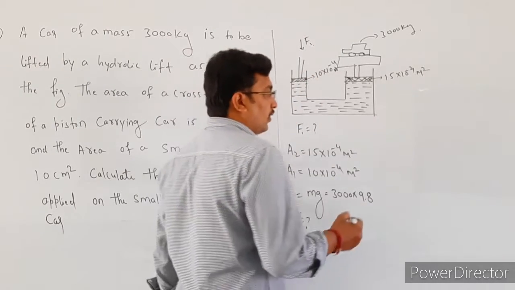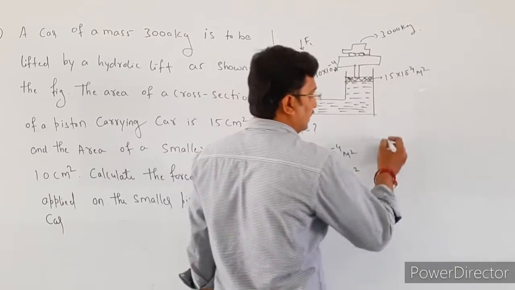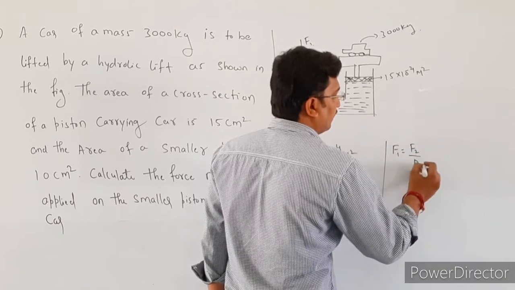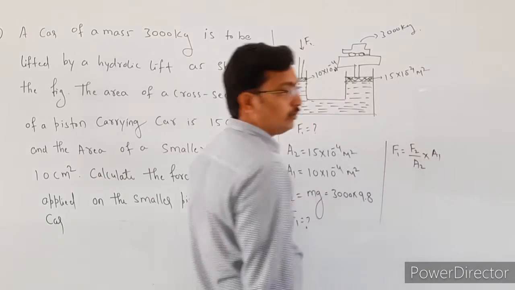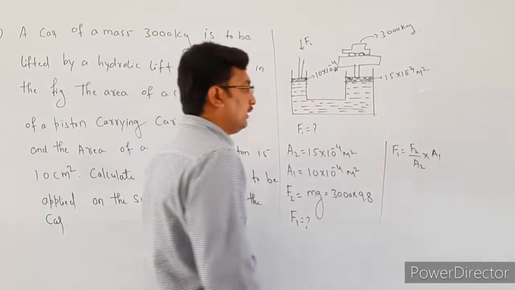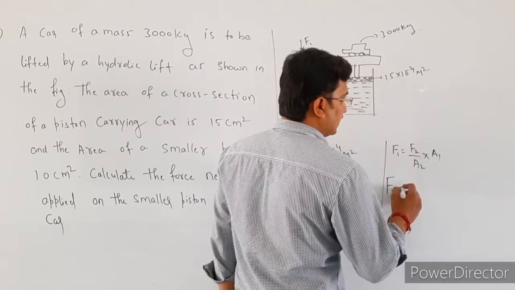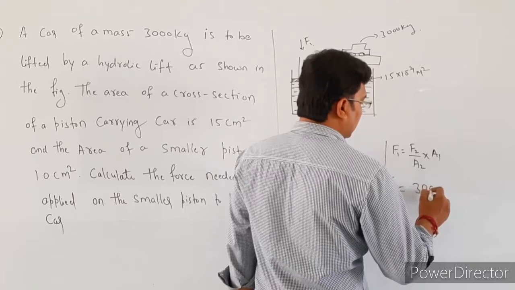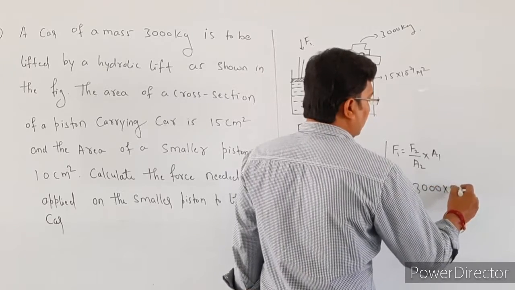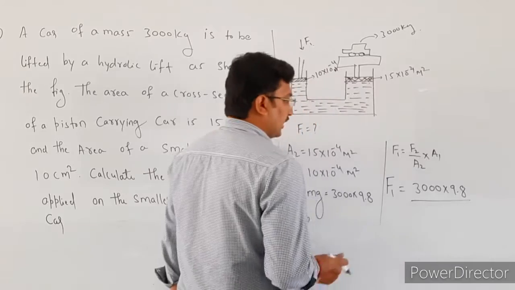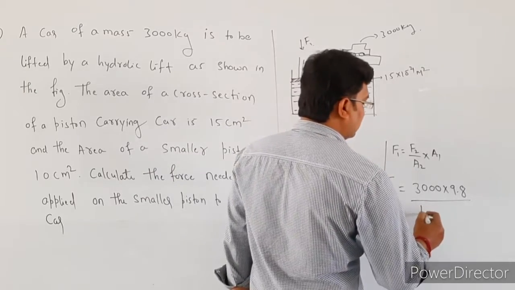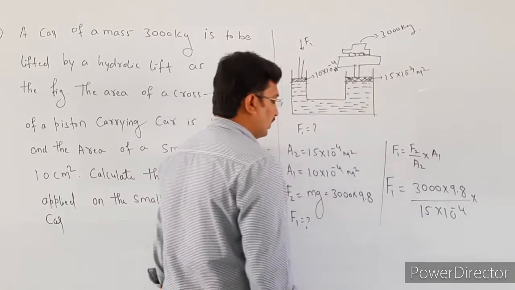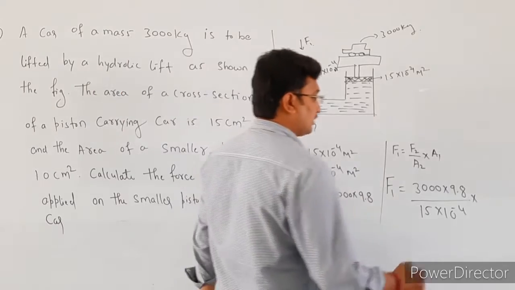Already we know the formula to calculate the force F1: F1 is equal to F2 by A2 into A1. Here we are going to find out the F1 value. F2 value is nothing but mass into acceleration due to gravity. So the mass of the car is 3000, into acceleration due to gravity 9.8, and the area of the larger piston is 15 into 10 to the power of minus 4, and the area of the smaller piston is 10 into 10 to the power of minus 4.